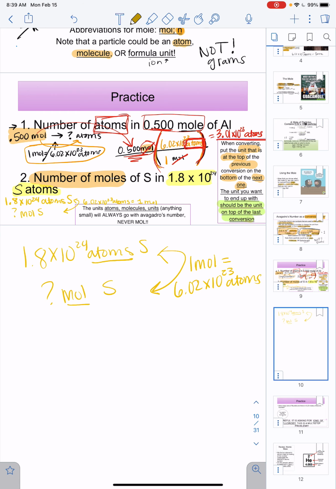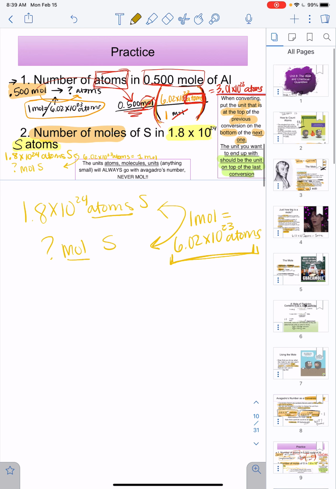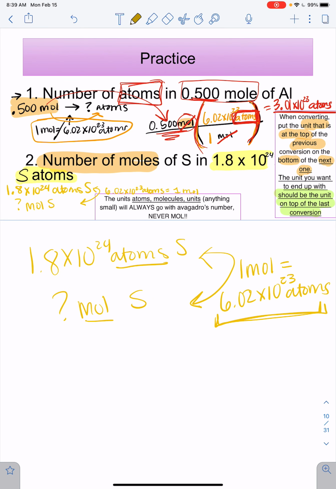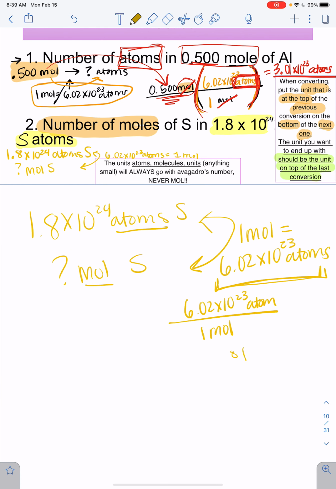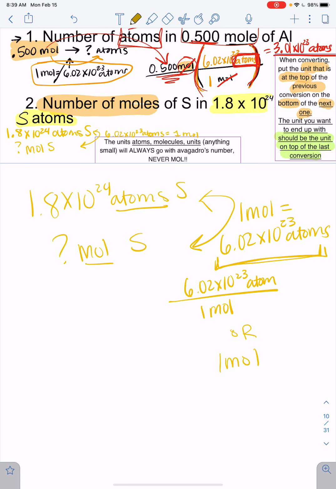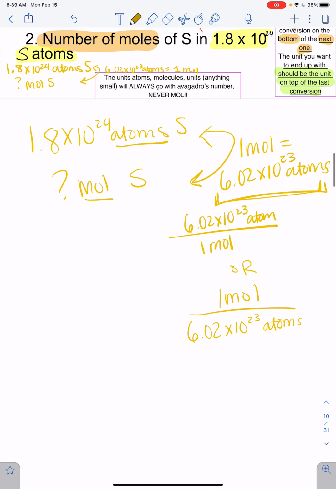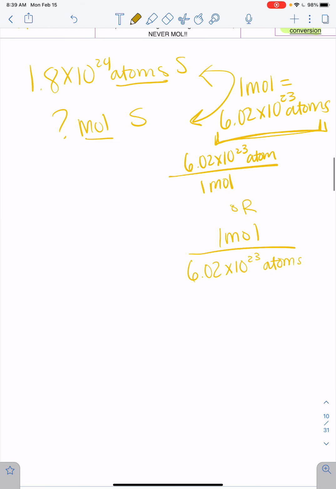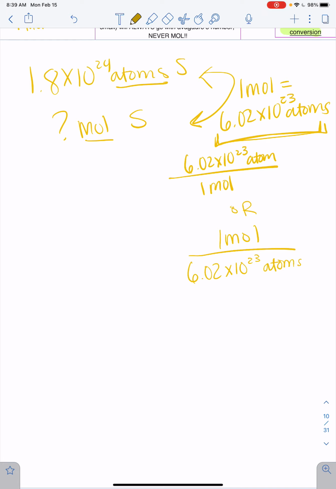And remember, this can be written as a conversion factor like so. It can be written 6.02 times 10 to the 23rd atoms over 1 mole, or you can write 1 mole over 6.02 times 10 to the 23rd atoms. Regardless, this equals 1, so you're just changing the unit, not the value. So all of this is a resource for us to use.